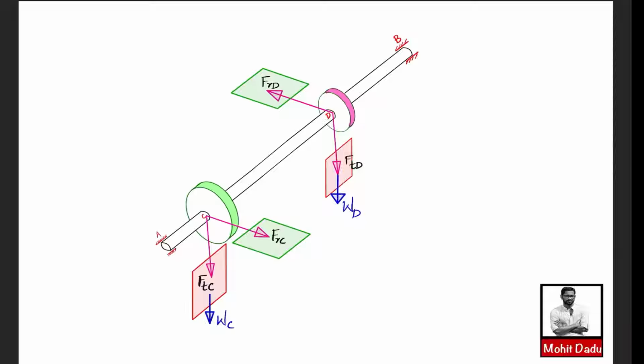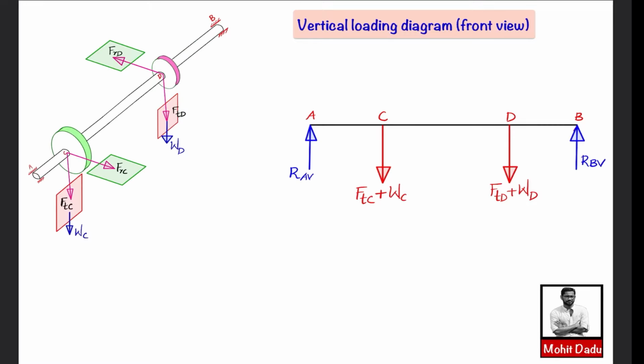So you have to consider both vertical and horizontal loading diagrams, in a similar way to the previous problem where we have discussed. So we'll be seeing how to draw these vertical and horizontal loading diagrams. While drawing the vertical loading diagram, you will be considering only the forces which are lying in the vertical plane. The forces lying in the vertical plane are FTC and WC at location C, and FTD and WD at location D. For the loading diagram, you will be looking from the front, and you can draw the shaft as a line AB, and at point C the external load is this one and the external load at D is this one. You know all the values of FTC, FTD, and the weight is also given in the question.